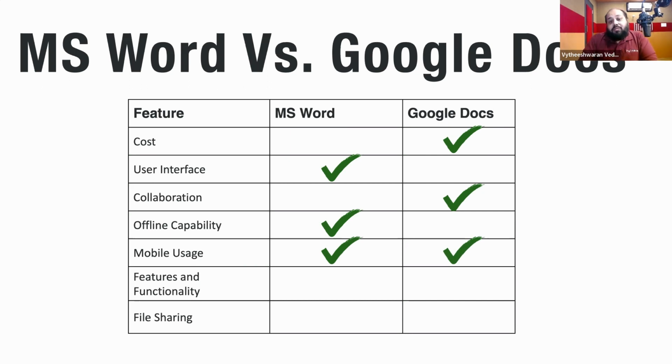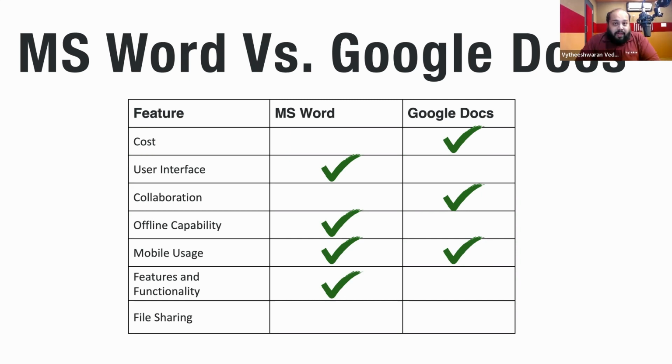When it comes to features and functionality, I would definitely give it to Microsoft Word, because it is much more robust. It has a lot more features. It has a lot of templates that you can play with. It has a lot of options. It has a lot more shortcuts than Google Docs. The basic shortcuts are more or less the same between Google Docs and Microsoft Word, but there are some additional things that you can do with Microsoft Word that is not really possible with Google Docs.